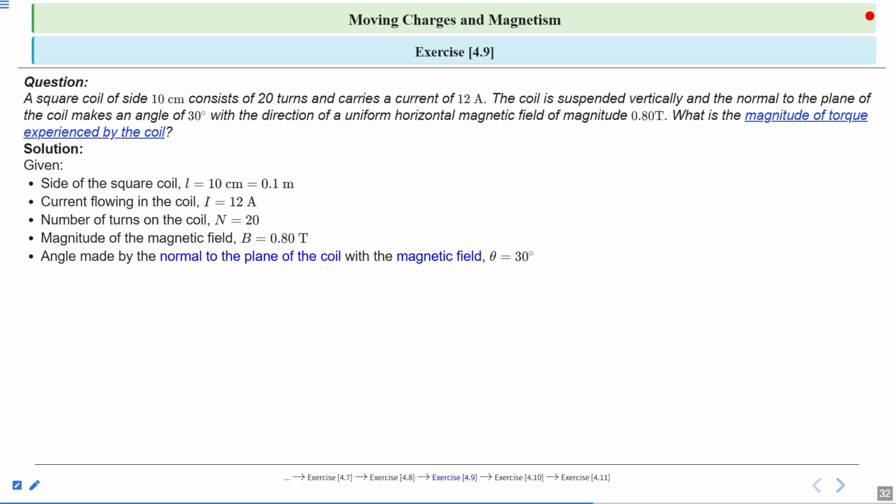Angle made by the normal to the plane of the coil. Now what is theta here? We are not taking theta as the angle between the plane of the coil and the magnetic field. We are taking theta as the angle between the normal to the plane of the coil, that is the area vector also, with the magnetic field. So theta here is 30 degree.